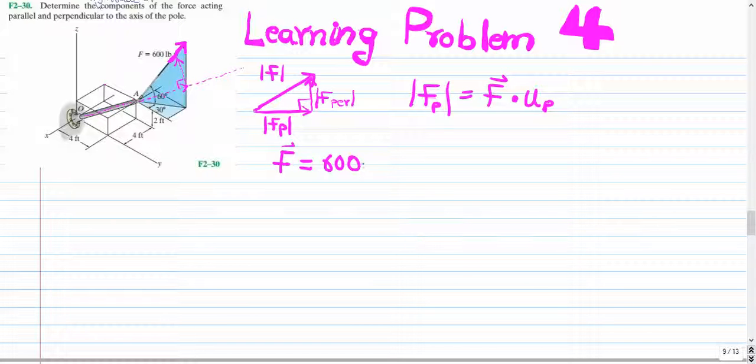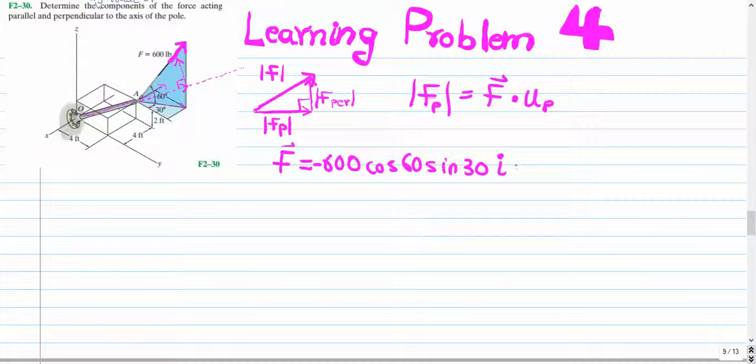So the x component is going to be 600 cos of 60. Taking the cos gives us the component along this line, and then taking sine of 30 would give us the component along the x-axis. But notice that this component is towards the negative x-axis, which means it is going to be negative. And let's put an i at the end.